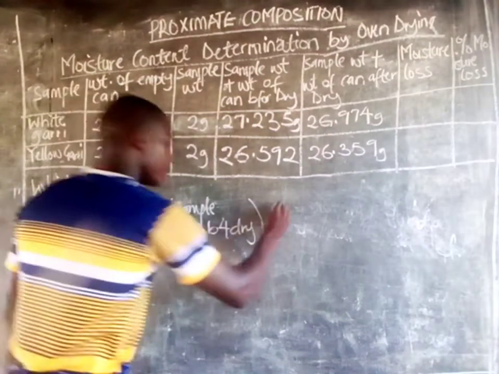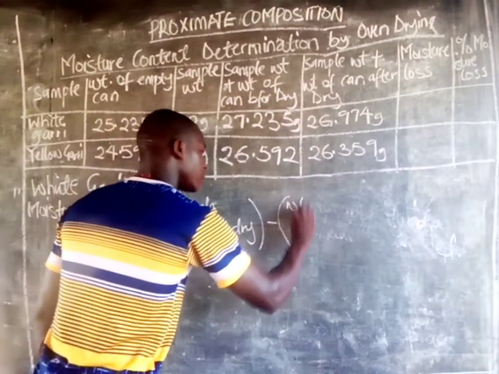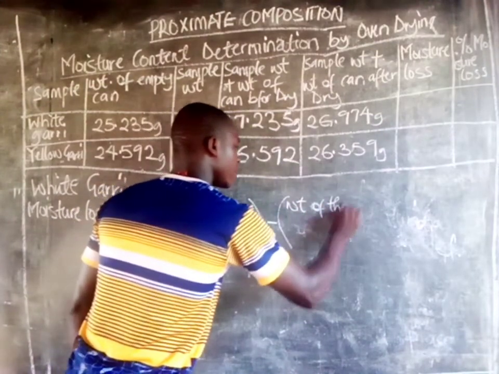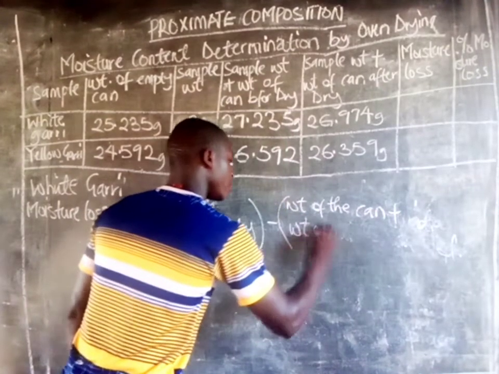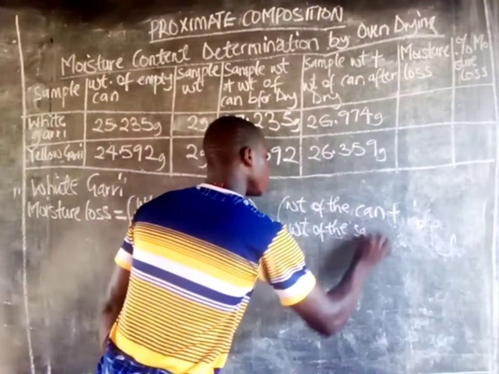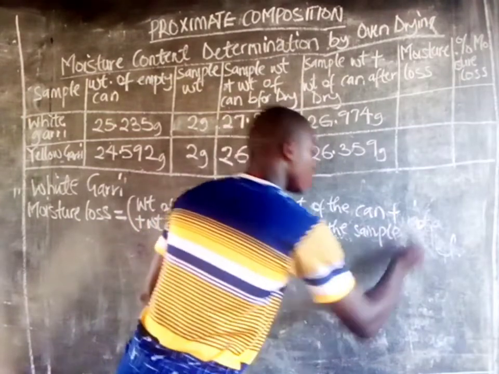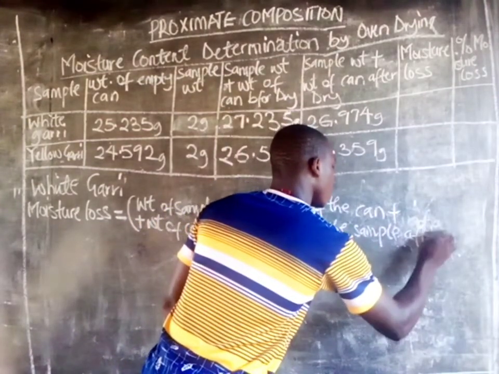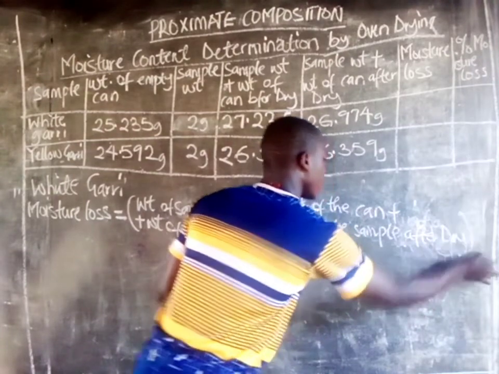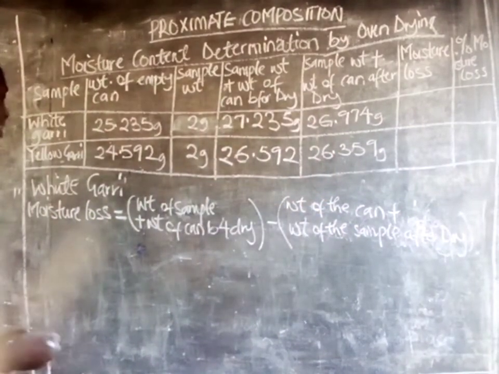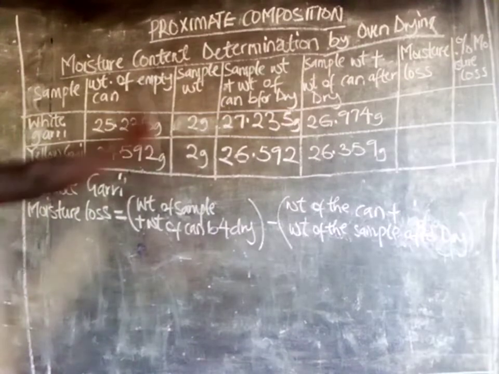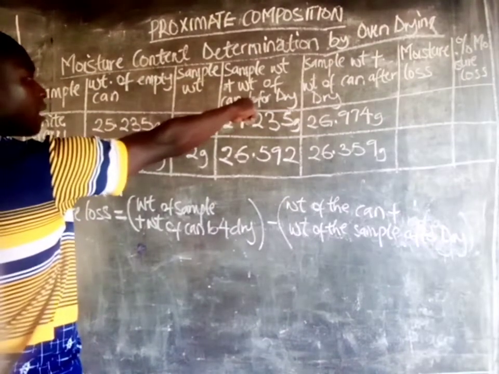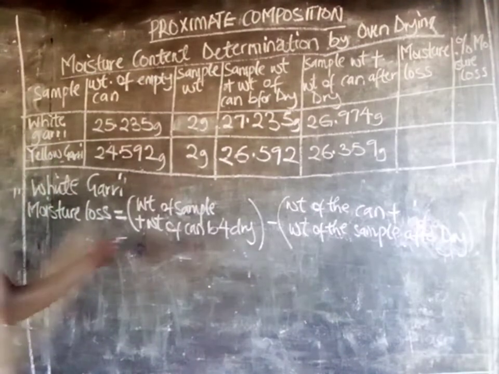minus the weight of the can plus the weight of the sample after dry. And so now we have that for moisture loss in white Gari. Now this is white Gari, and so the weight of the can plus the weight of the sample before dry was equal to what?